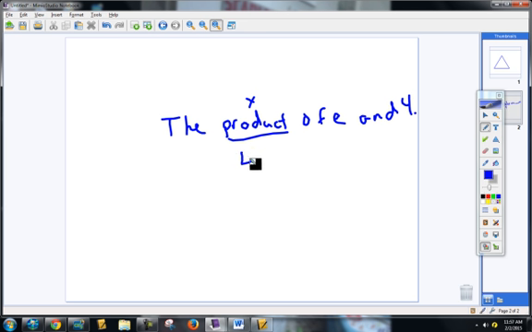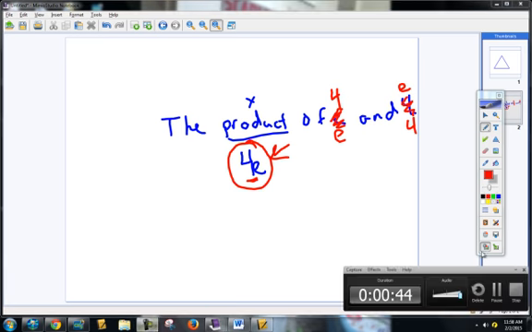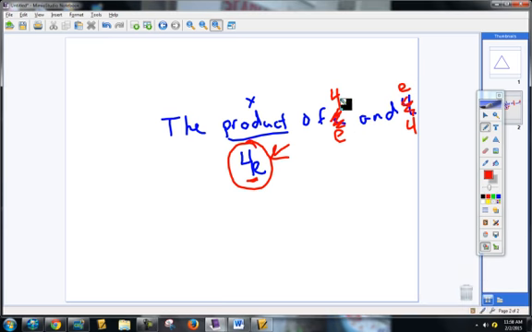4E. Okay, now would this answer change if instead of saying the product of E and 4, it said the product of 4 and E? No. It would still be this, right? So the order doesn't matter when you're talking about multiplication. It only matters when you actually write it. Multiplication is commutative. But when you write it, you always write a number times a variable as the coefficient, then the variable.